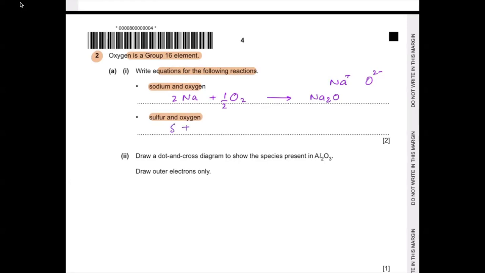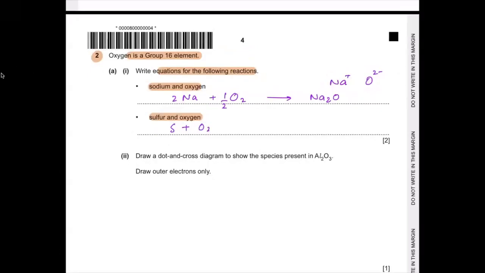And the second one is sulfur reacting with oxygen. When you react the sulfur with the oxygen, one minute. Yeah. So first it turns into sulfur dioxide. So you are going to put SO2.